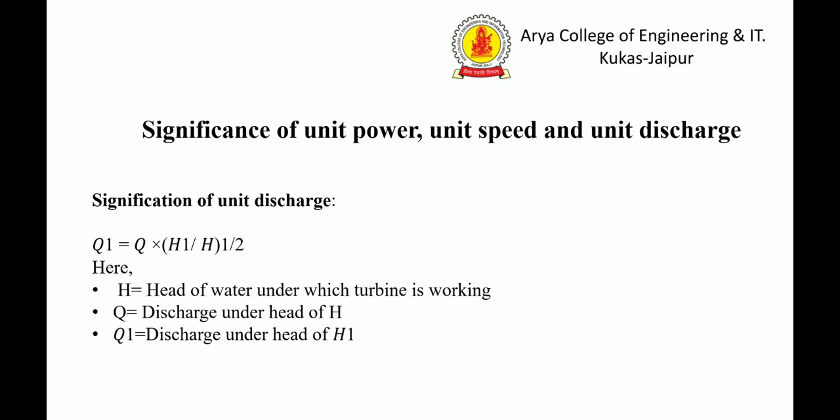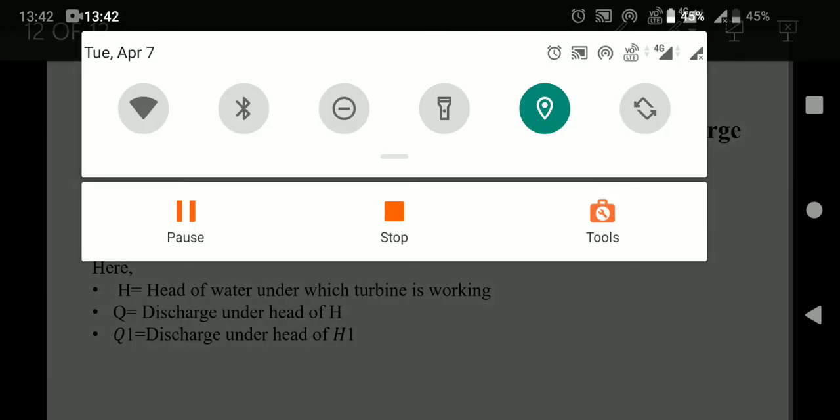Now, significance of unit discharge. Q1 = Q (H1/H)^(1/2). H is the head of the water under which the turbine is working. Q is the discharge under the head H, and Q1 is the discharge under the head H1.